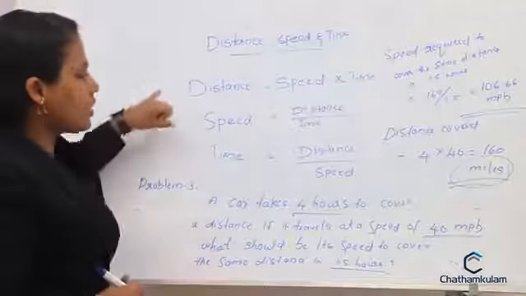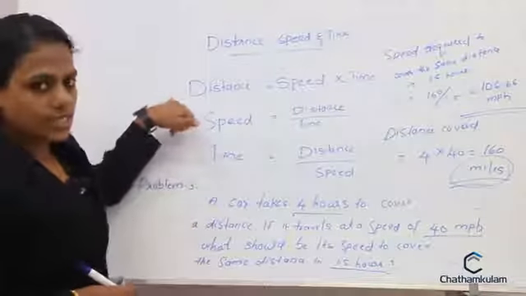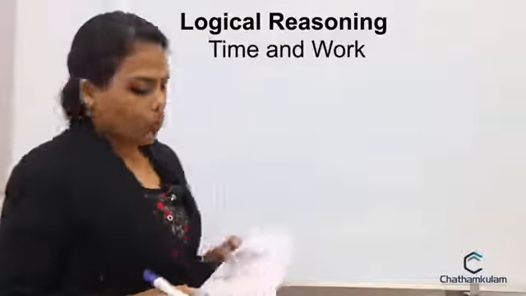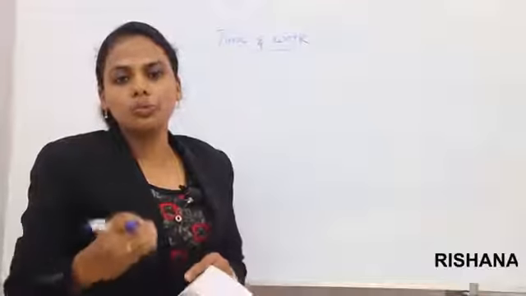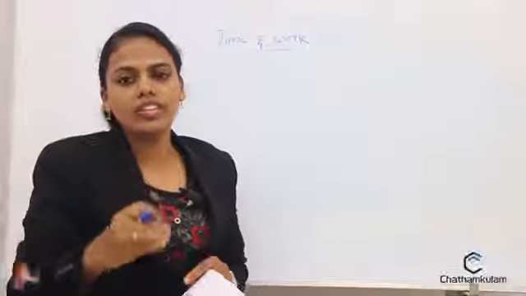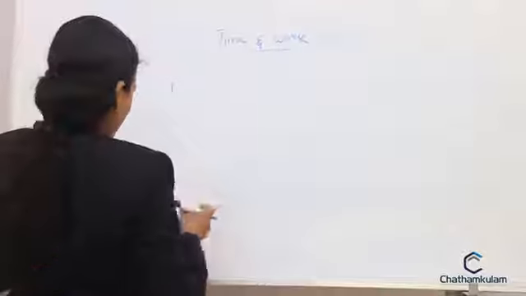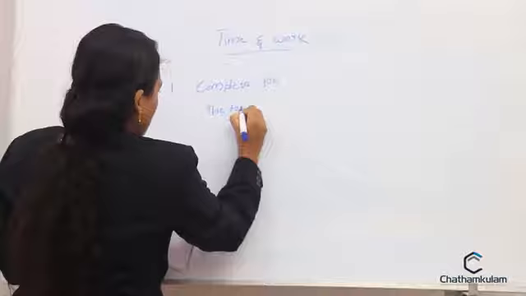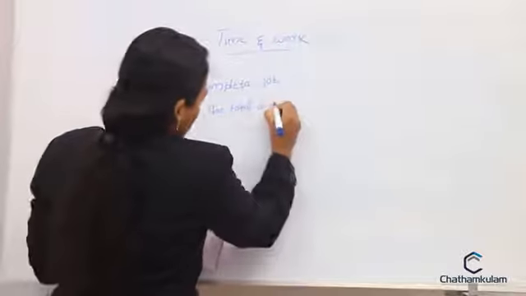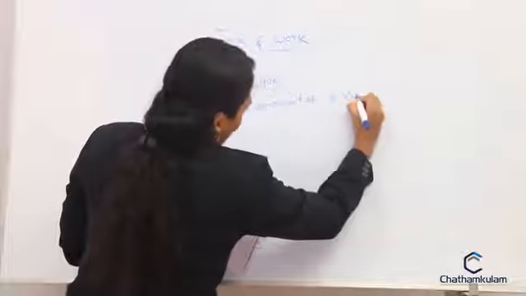So we have discussed time, speed and distance with the problems. Next topic we are going to discuss is time and work. In this topic, before we solve the problems, we need to analyze the basic concepts of solving these kinds of problems. We will see them one by one. So the first concept is complete job: the total amount of a complete job.